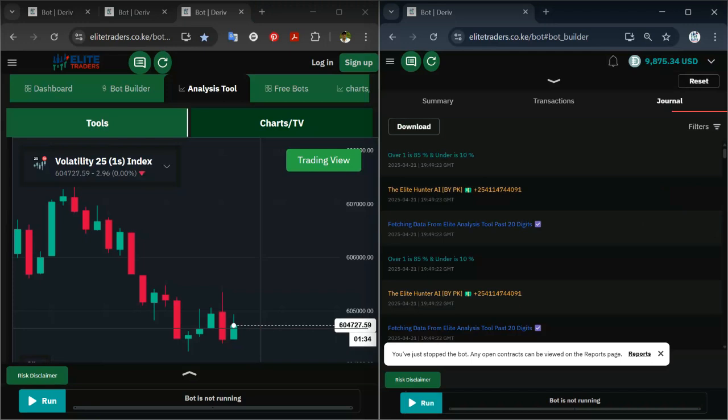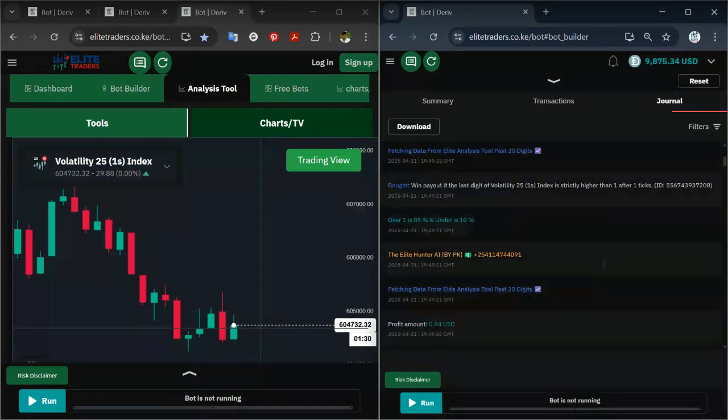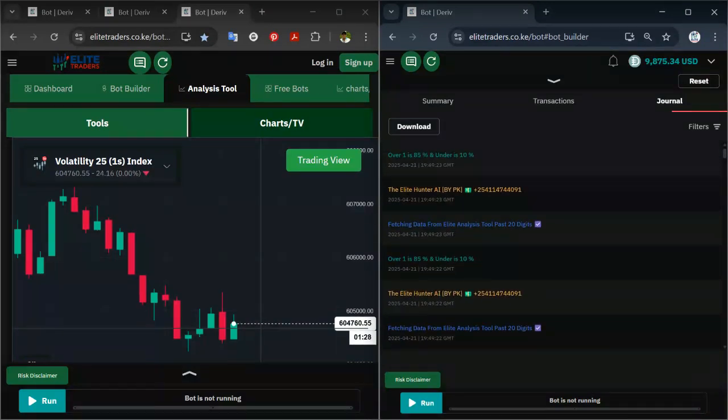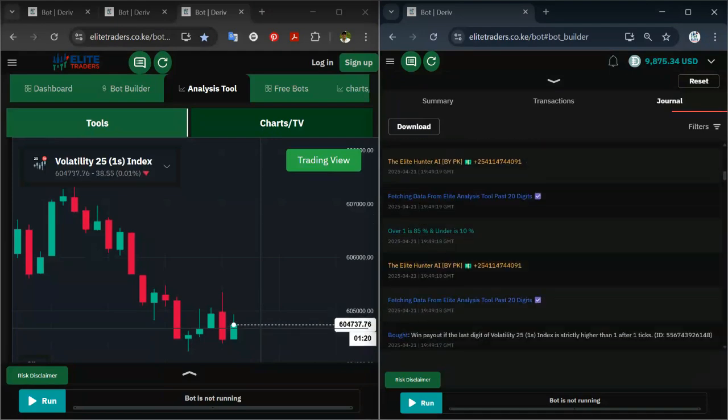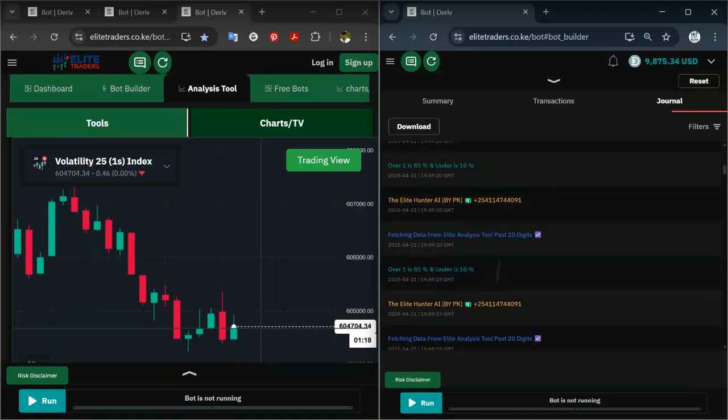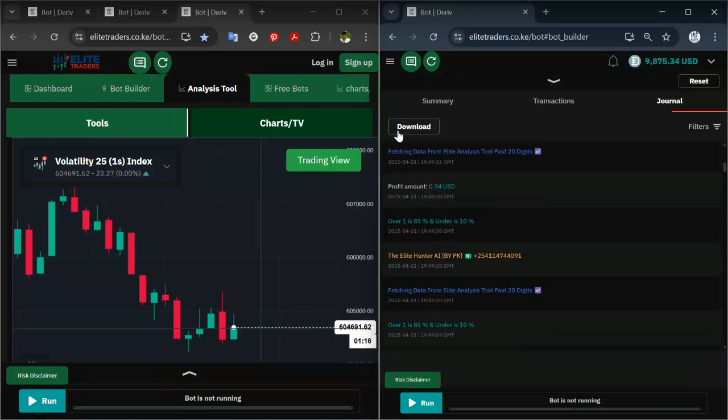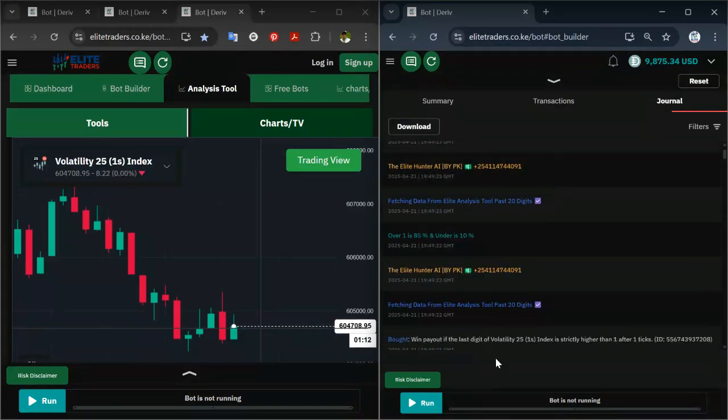So just in case you get into this market and you hit on losses, for example, by just looking at the journal part, you can actually be able to tell what is happening, because there's a contract which is actually a win. So you can actually see this one here. It's actually a win. Our last trade was actually a win. You can go to the other trade.